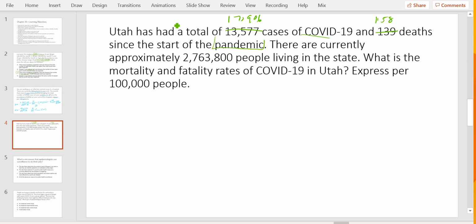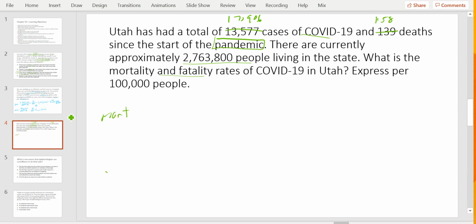pandemic. Again, here's another term you should now recognize. Hey, when an epidemic crosses borders of countries and goes to other continents, we then consider it a pandemic because it has gone worldwide. There's currently almost 3 million people living in the state, and we want to know what's the mortality and the fatality rates. So there is a difference between those.